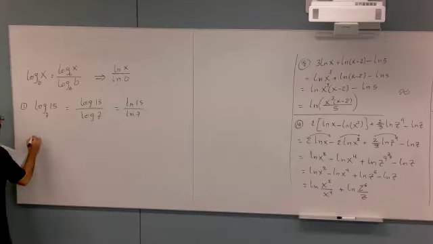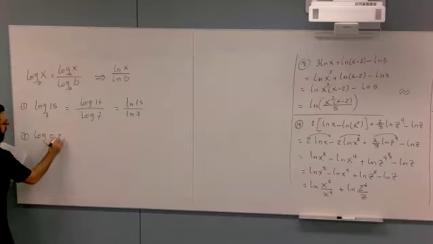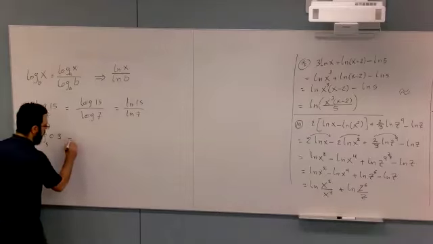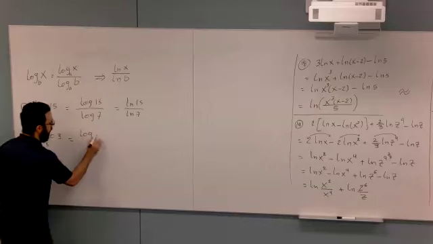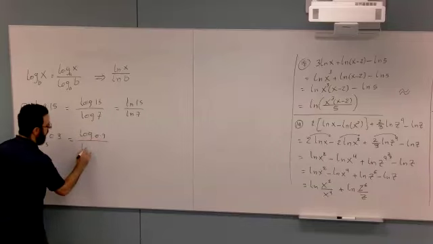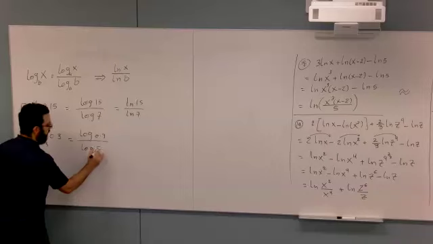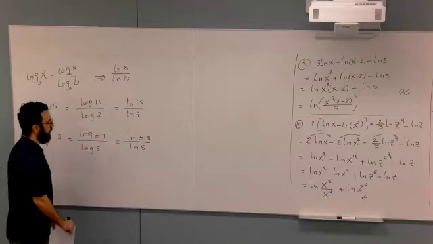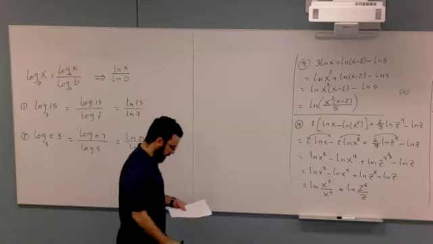The next one is, what about this one? Log base 5 of 0.3. How are you going to deal with this? Log 0.3 divided by log 5. That's it. You can say it's log 0.3 divided by log 5, or you can say it's ln 0.3 divided by ln 5. Both should be right.